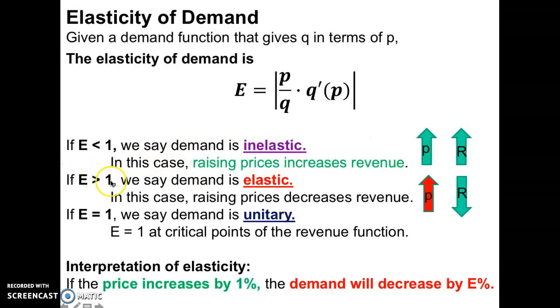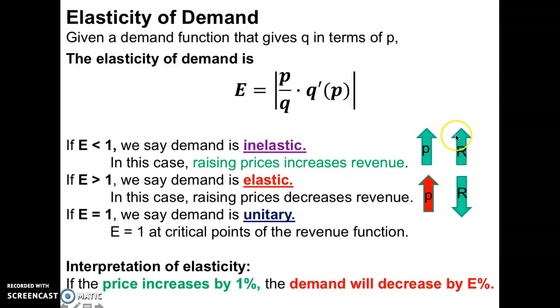If that elasticity is greater than 1, we say the demand is elastic. And if you think of this as putting a rubber band at the tip of each one of these arrows, just like I would at the tip of each of these, a tip of a finger or a tip of these arrows.